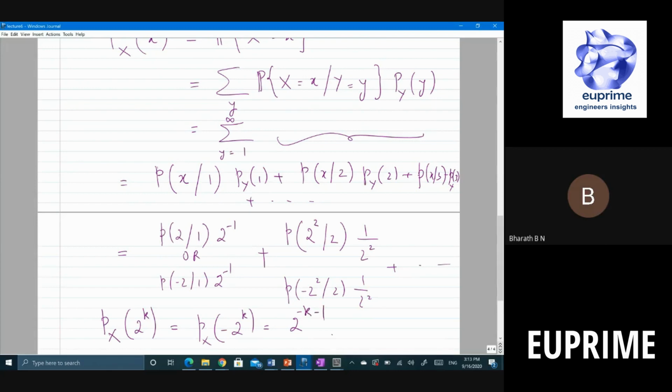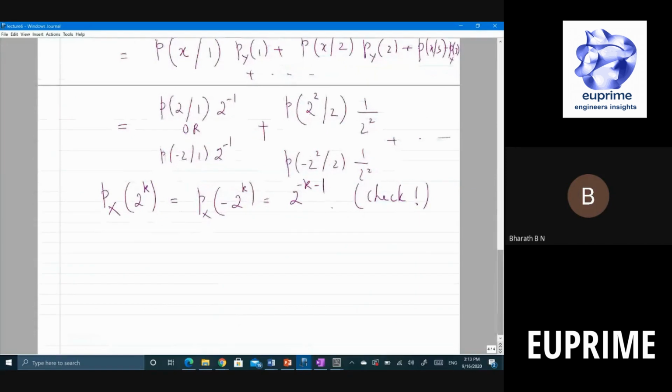Do you agree? I want you to check, okay? This now comes out of your undergrad material. So you have to verify, you have to work really hard, okay? I leave it there. So now let's compute what is the expected value of x.